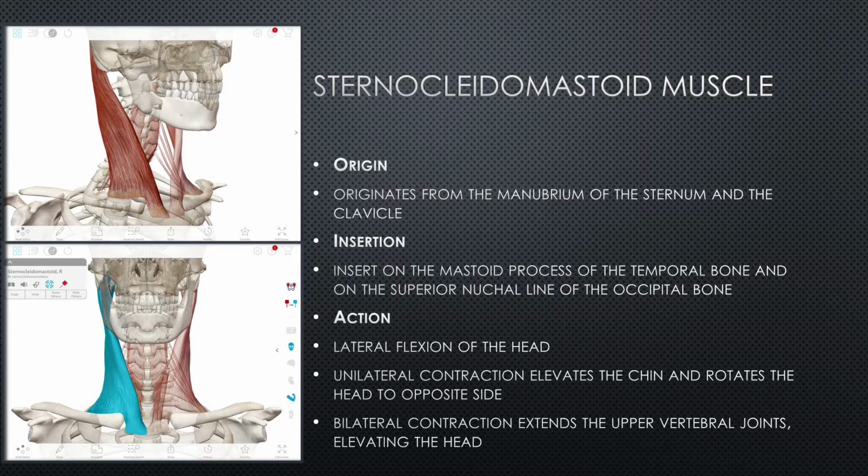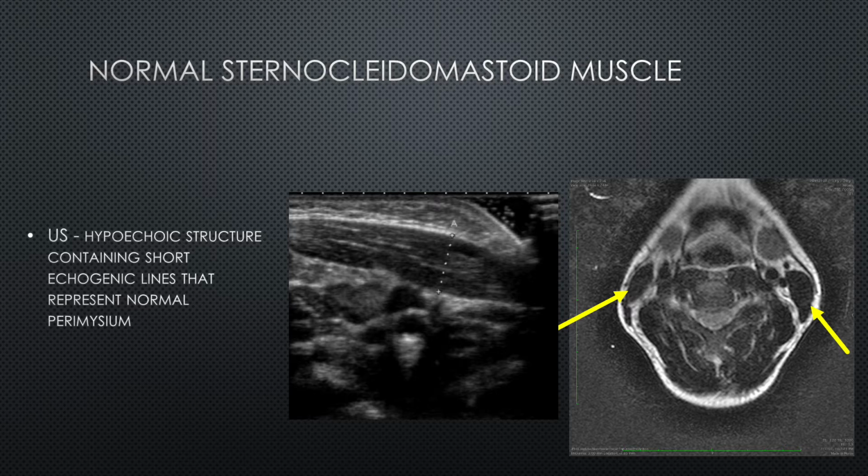An important structure in relationship to congenital torticollis is the sternocleidomastoid muscle. Origin is at the manubrium of the sternum. Insertion is on the mastoid process of the temporal bone. Main action is really the flexion of the head and elevation of the chin. So when you look at the MRI or ultrasound findings of the sternocleidomastoid muscle in a normal muscle, you can see the muscle is hypoechoic. This is the grayscale ultrasound with echogenic lines that represent the normal perimysium. And in the MRI sequence, you can see that the sternocleidomastoid muscles are, for the most part, symmetric in size, have homogeneous signal.